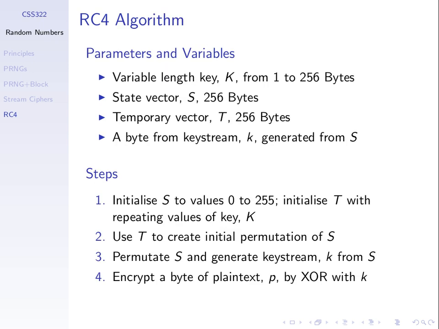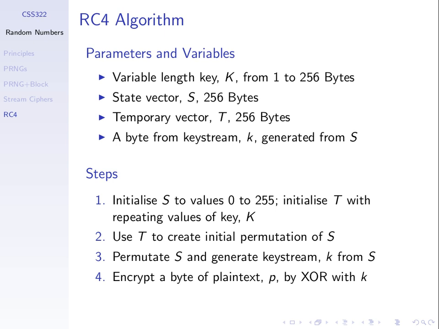We have some parameters and some variables that are used in the algorithm. Uppercase K, unfortunately we have uppercase and lowercase k because we refer to the key and the key stream. The key is like the seed to our random number generator. The key stream is the output, the random stream of bits. So we operate in terms of bytes here. The key is between 1 and 256 bytes, so 8 and 2048 bits. We can choose the length.